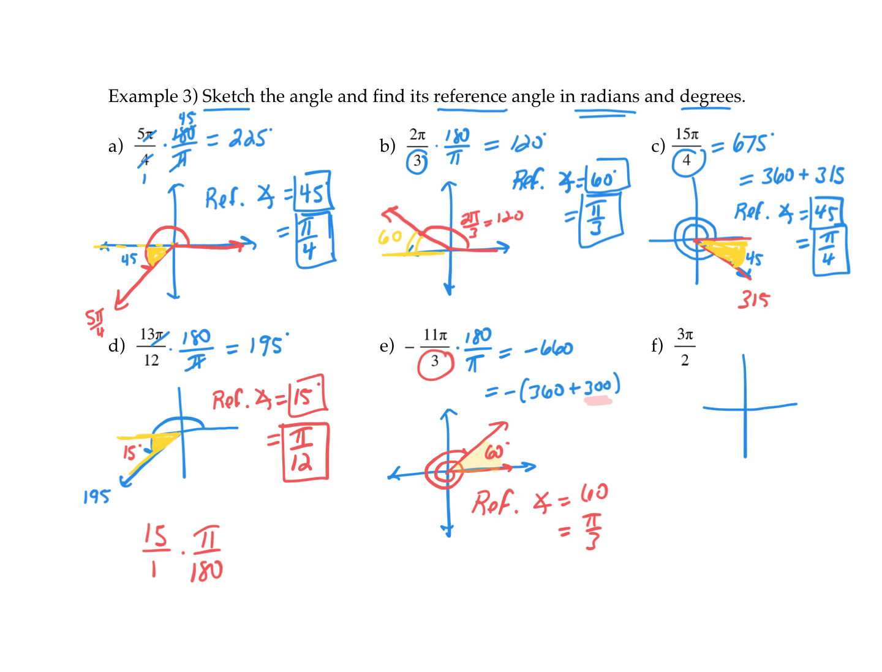Okay, 3 pi over 2, a little bit of a surprise at the end here. 3 pi over 2 is just 270 degrees. It's a quadrant angle, so we would just say that we're on the negative y-axis. Okay, and that's it for that one.